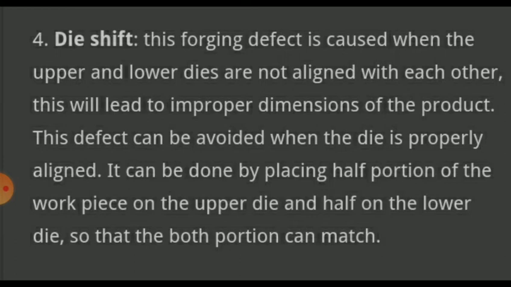Next is die shift. Die shift is caused by misalignment between the top and bottom forging dies. This may be caused by loose wedges. When the upper and lower dies are not aligned with each other, this will lead to improper dimensions of the product. This defect can be avoided when the die is properly aligned. It can be done by placing half the portion of the workpiece on the upper die and half on the lower die, so that both portions can match.